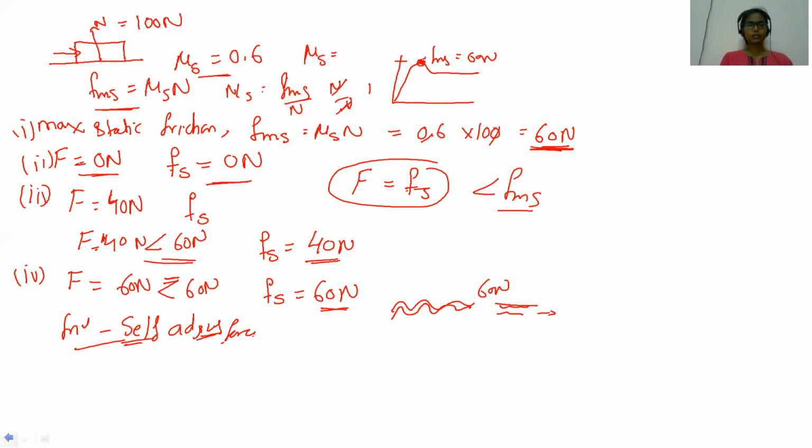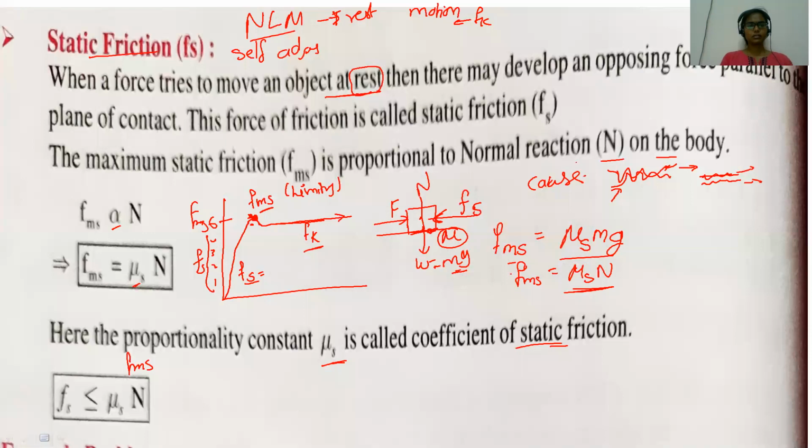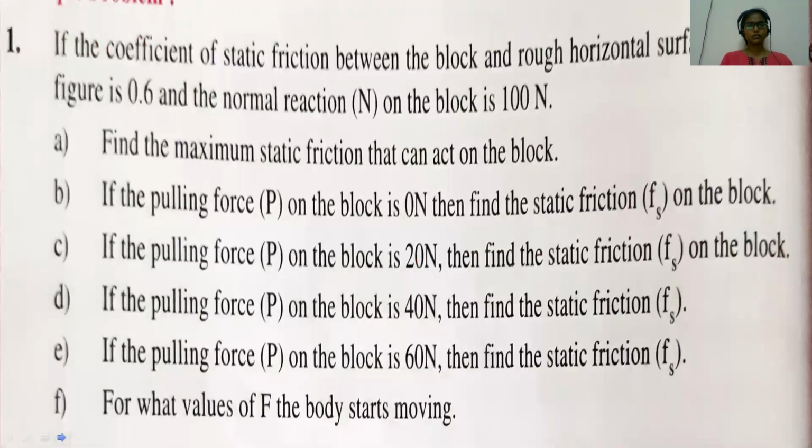Let us go back to our problem. This is done, this is also done. I told you the maximum static friction we got is 60 Newtons, right, children? Just write the answers here: by solving, the maximum static friction is 60 Newtons. When you apply 0 Newtons, since it is less than 60 Newtons, the friction also is 0 Newtons only. When you apply 20 Newtons, even though it is less than 60, f_s is 20 Newtons only.